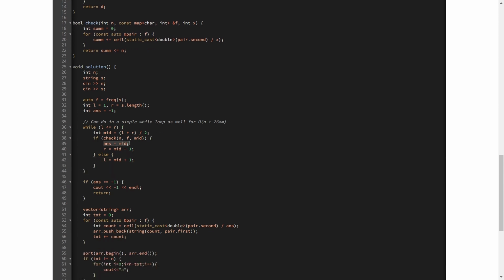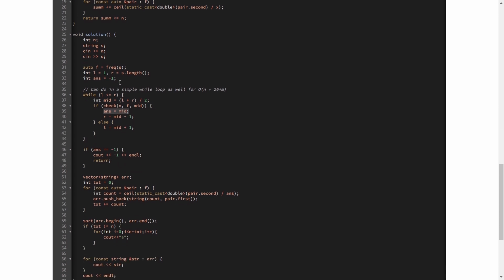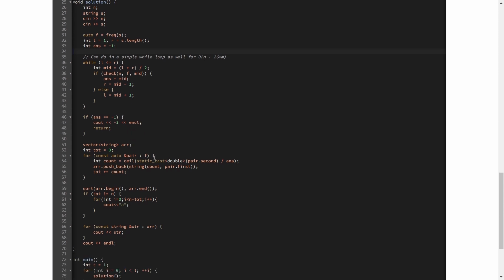And as you can see here, answer will get changed here, and if it does not get changed, then nothing is possible. So answer will stay as minus 1. On that occasion, we'll just print minus 1 and then return.